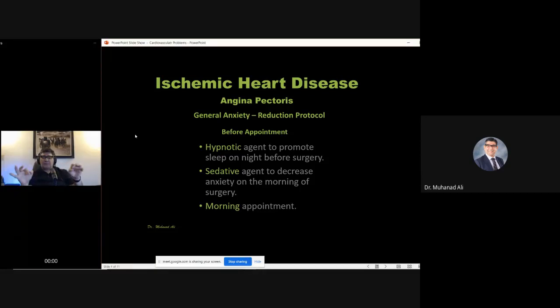During the surgery, at the day of the surgery, يعني يفضل أنت مريضك تبدي الصبح. بصورة عامة جراحة تكون الصبح.